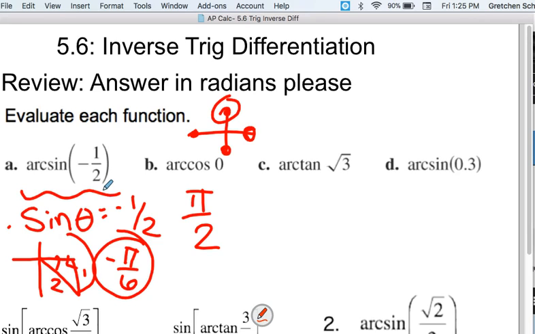Okay, so then our tangent, this is positive, which is nice. What does tangent stand for? Sine over cosine, or if you just think of it as a triangle. So our opposite is √3, our adjacent is 1, so what kind of triangle is that? 30-60, so what angle would have that tangent ratio? π/3, because it's 60 degrees.